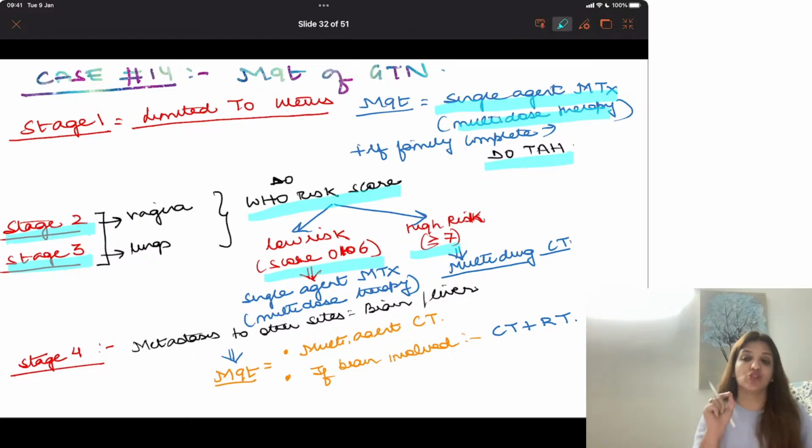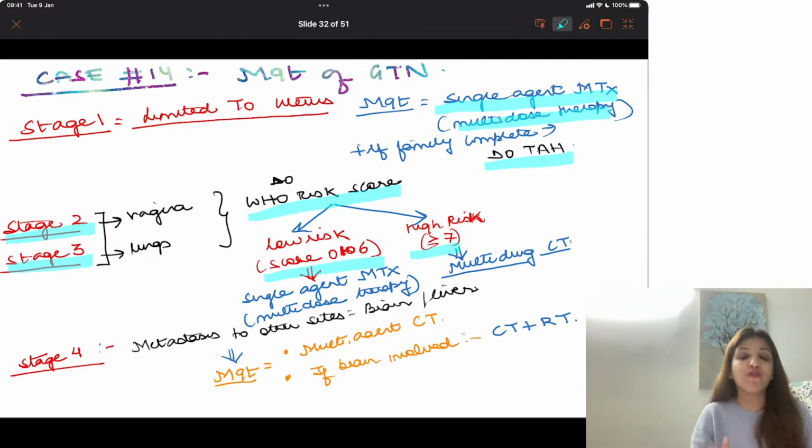So whenever a question comes on GTN and it is stage 2 or stage 3 of GTN, where your question is saying that the cancer has spread to the lungs, in that case, look at the score which is given to you. A common mistake which you people make is that the moment you see that the cancer has spread to the lungs, you say it is high risk and I am going to give multi-agent chemotherapy. No. If it has spread to the lungs, you have to do the scoring system. If it comes in the low risk score, that means the score is between 0 to 6, you are going to give single agent methotrexate, which you are going to give in the form of multi-dose therapy. But if the score is more than or equal to 7, then you are going to give multi-drug chemotherapy.